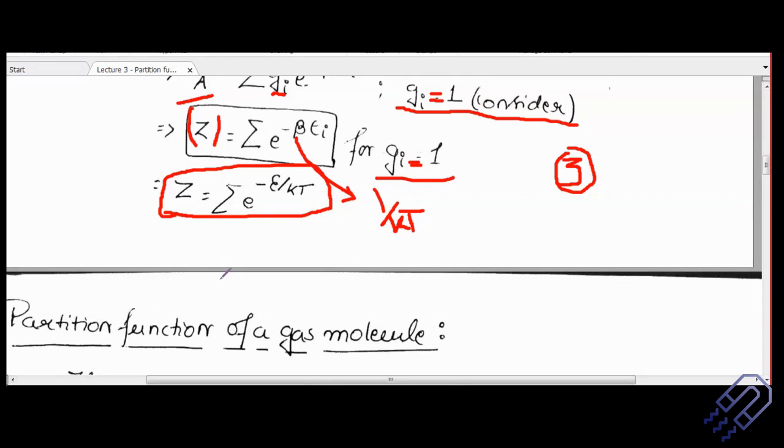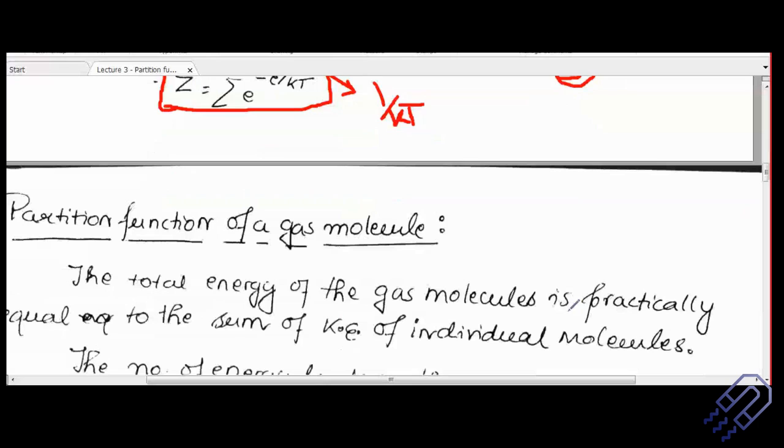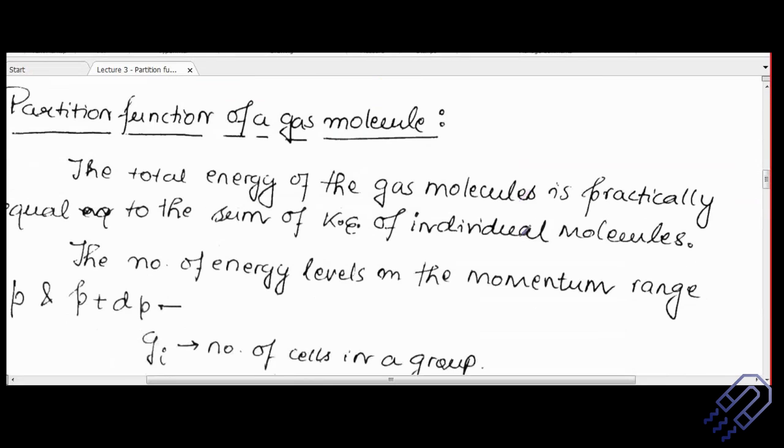Since we had a glitch at the beginning, we are obviously not going to take any break. We're just going to finish this topic. Don't worry, it's not a very long class for today. So what we are going to do now is find out the partition function of a gas molecule.